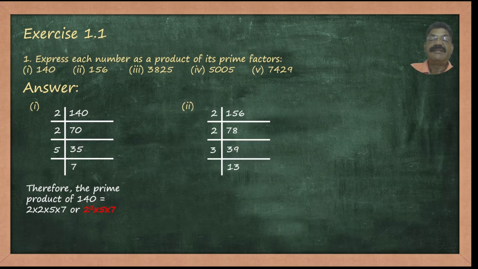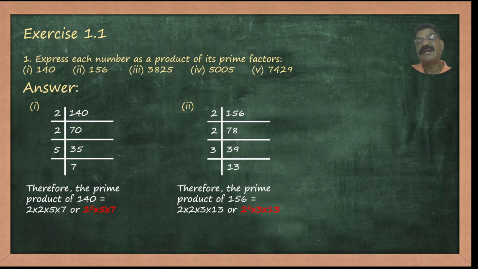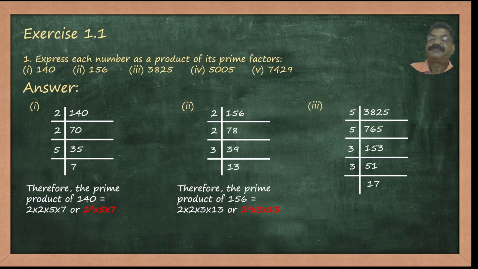Next, 156. Obviously, it is divisible by 2. So, I divided by 2. 78 is the quotient. Again, 2 is the divisor. When you divide 78 by 2, you get 39 as the quotient. 39 is divisible by 3. 13 times 3 is equal to 39. 13 is a prime number, so we have to stop here. Therefore, the prime factorization of 156 is equal to 2 square into 3 into 13. Okay.